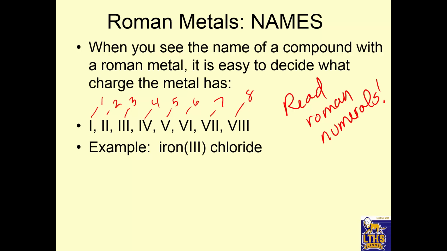Oh, look, it's an example. This says iron(III) chloride. What that means is that the element iron in this compound has a positive 3 charge. That's what this means. And then you see chloride, you should be thinking what we talked about earlier, -ide, so we have chlorine, and from the periodic table it has a negative 1 charge. So when you see a Roman numeral, know your Roman numerals.